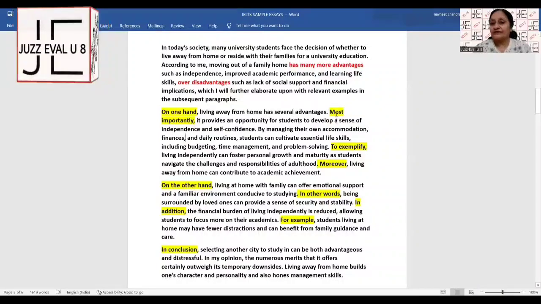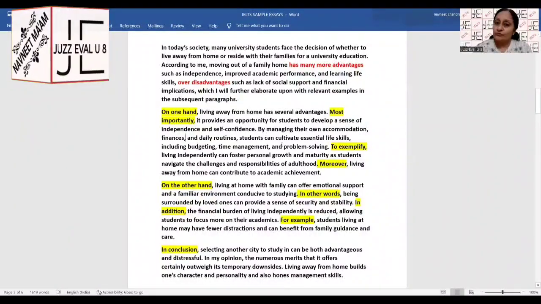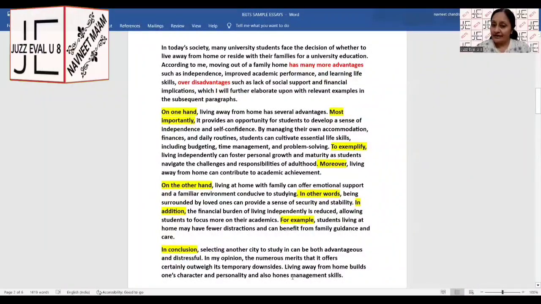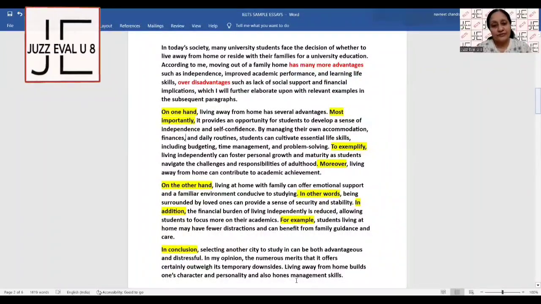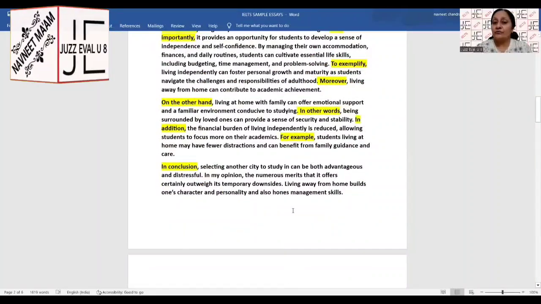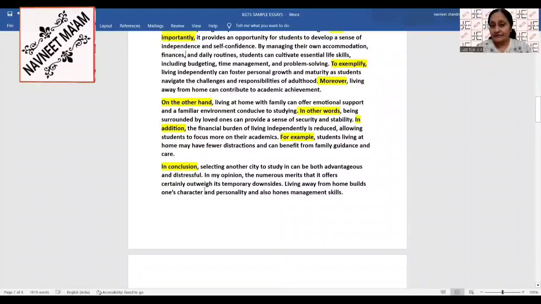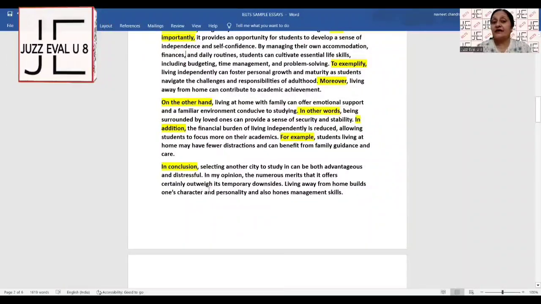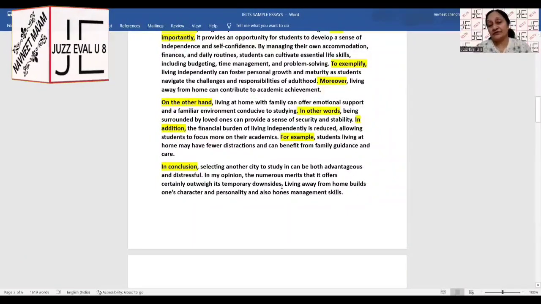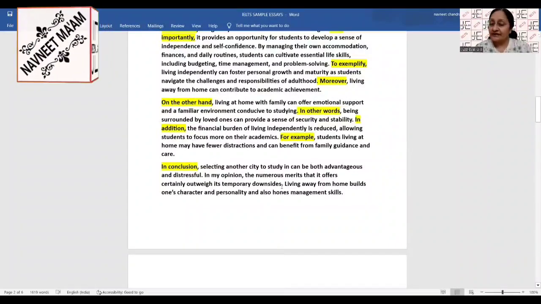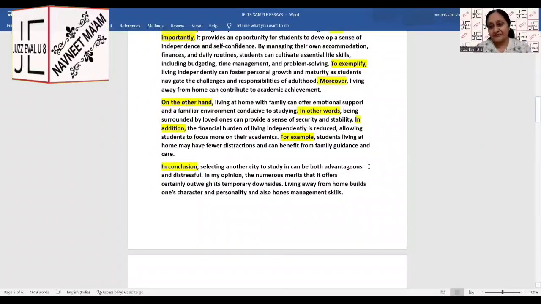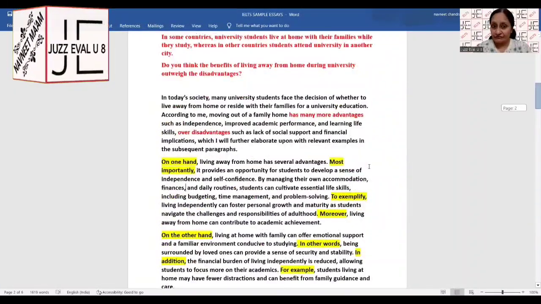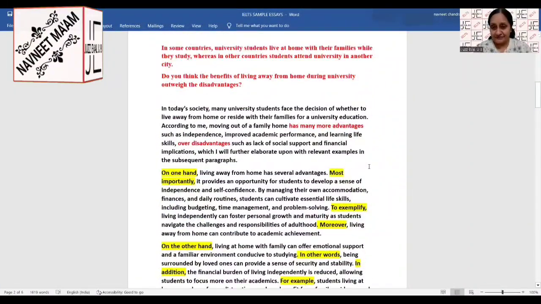Again, the cohesive devices have been highlighted. More of advantages are given, less of disadvantages. And again, in the conclusion, you mention whether advantages are more or less. So, in my opinion, the numerous merits that it offers certainly outweigh its temporary downside. So, that's another way of putting it. Now, you must go through this essay, read it carefully. I'm sure you'll benefit from it.